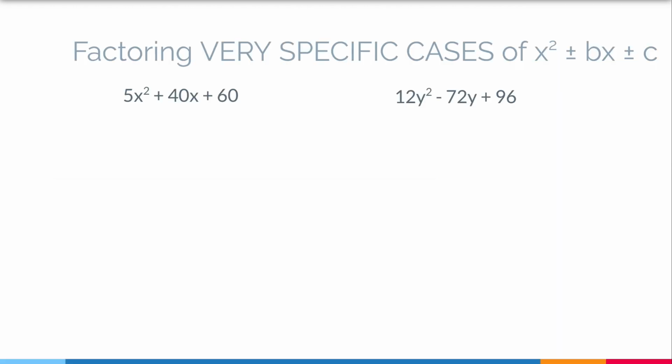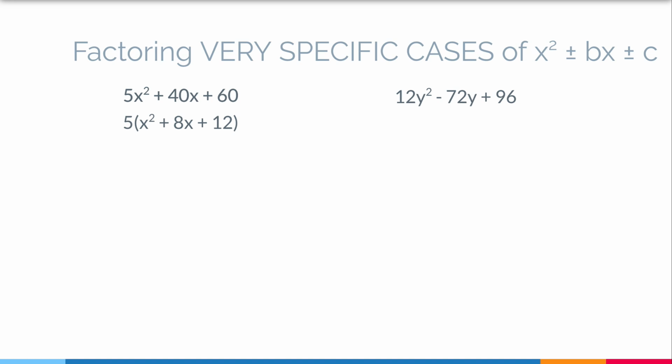So let's look at some very ultra-specific cases of ax squared plus or minus bx plus or minus c. You'll notice right off the bat that a is not 1 in any of these cases. Both of these quadratic trinomials do have something in common, though: they have a greatest common factor. In the first one, 5x squared plus 40x plus 60, every term is divisible by 5. So if you divide out your a value, in this case 5, which is also your GCF, you're left with a quadratic trinomial that has an a value of 1, x squared plus 8x plus 12.